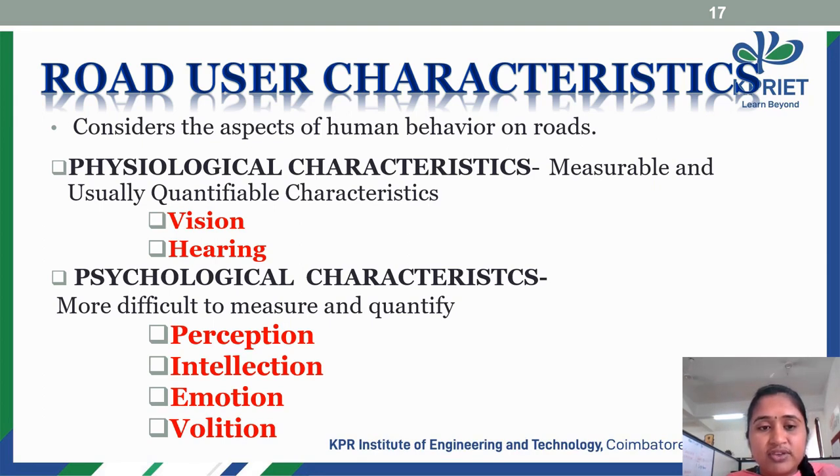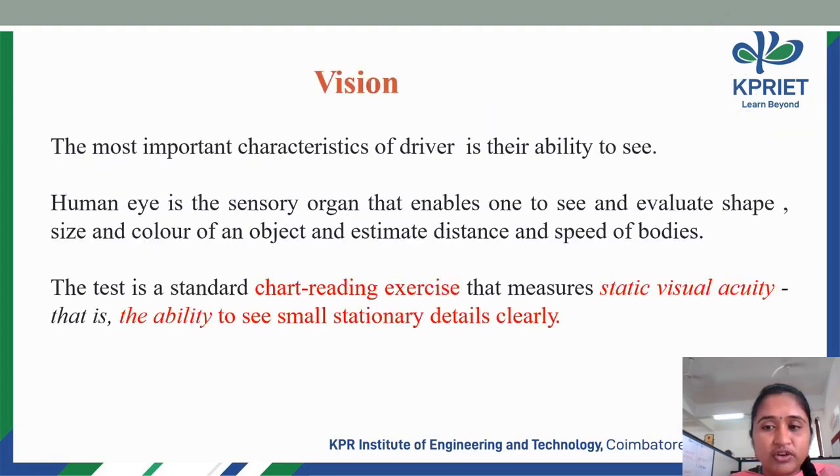The first one is physiological characteristic. These physiological characteristics are measurable and quantifiable, but psychological characteristics are not quantifiable and it is also more difficult to measure. The physiological characteristic may include vision and hearing, and the psychological characteristic may include perception, intellection, emotion, and volition. Let's see the physiological characteristic first. In that, first, we are going to discuss vision.